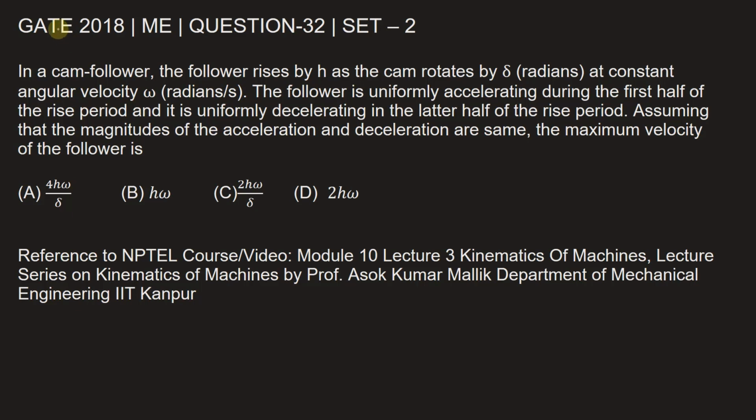This question is from GATE 2018 Mechanical Engineering paper set 2, question number 32. In a cam follower, the follower rises by h as the cam rotates by delta radians at constant angular velocity omega radians per second. The follower is uniformly accelerating during the first half of the rise period and it is uniformly decelerating in the later half of the rise period. Assuming that the magnitudes of acceleration and deceleration are same, the maximum velocity of the follower is.